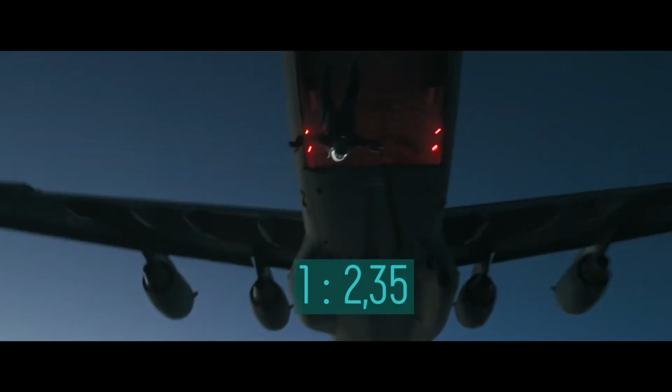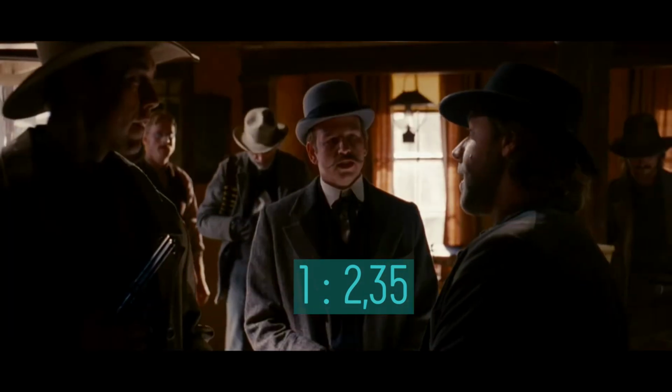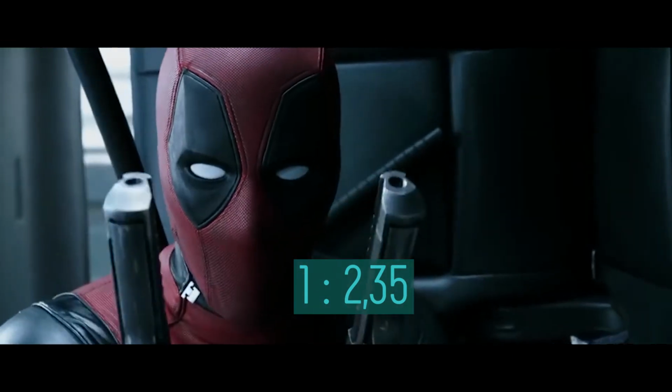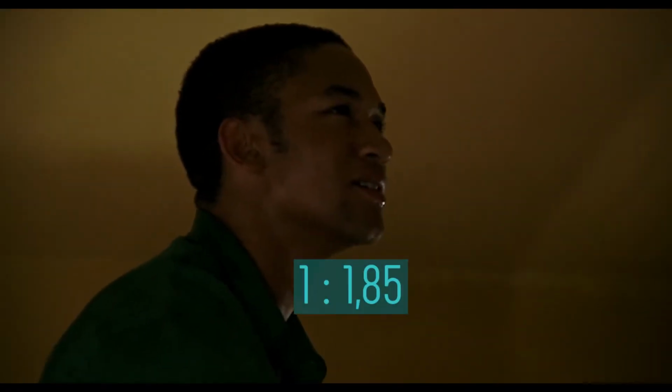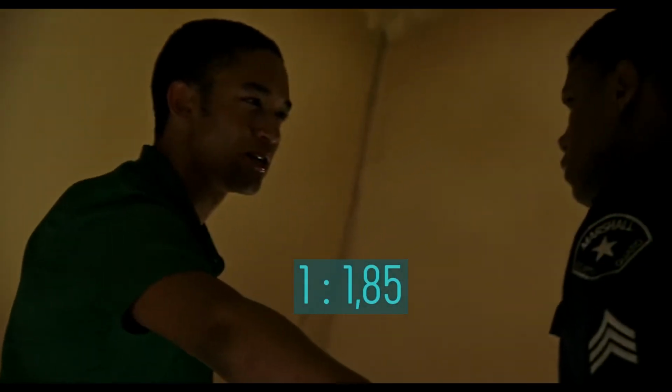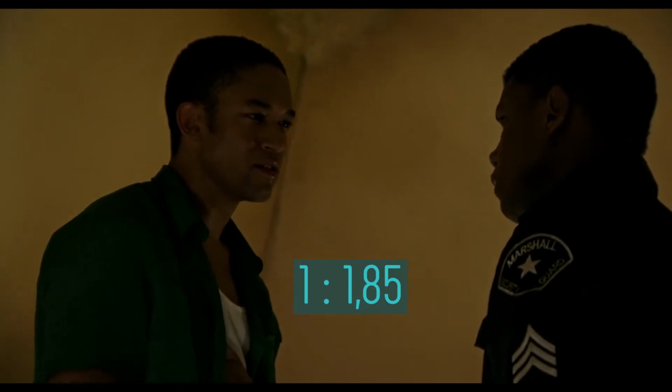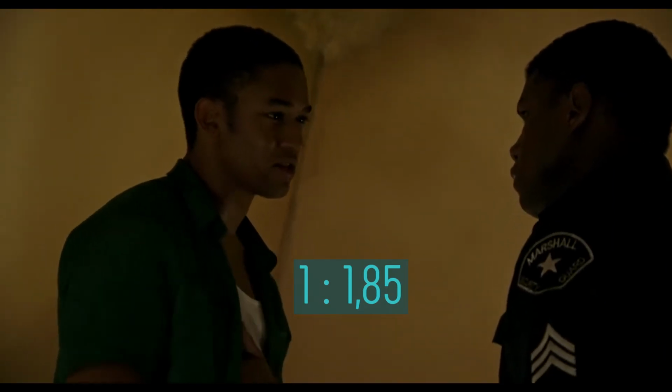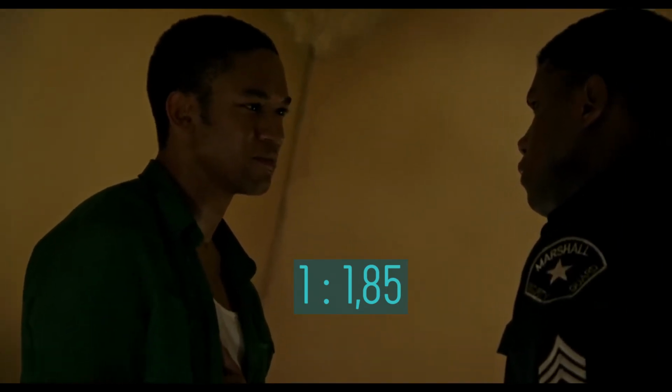Action movies, westerns and superhero movies almost always use a 1:235 ratio. But films that center around people's emotions almost never do. It's because the 1:235 bars also create an emotional distance between us and the characters.